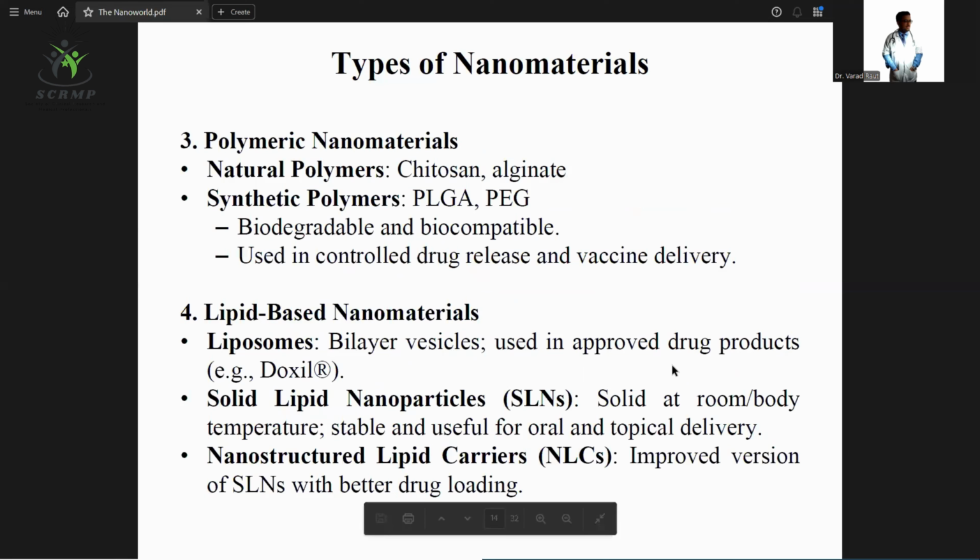So next is polymeric nanomaterials. People are working in this field. There are different polymers, natural and synthetic. Chitosan and alginate are natural polymers, and people are preparing nanoparticles from these natural as well as synthetic polymers like PLGA and PEG. We have seen an example of these PEG containing liposomes, that is Doxil. Doxil is pegylated. What is the meaning of pegylated? PEG is used to form nanoparticles of doxorubicin. This pegylation is done by different technologies.